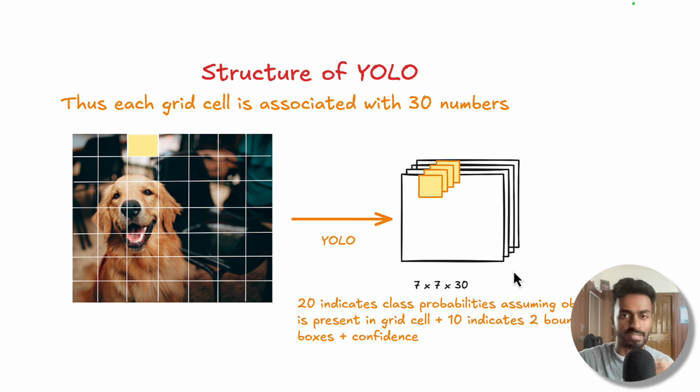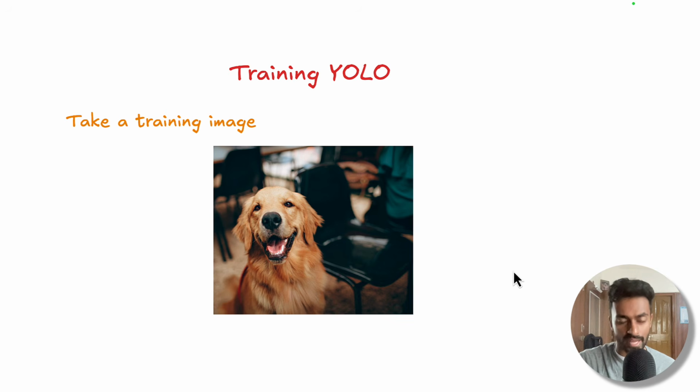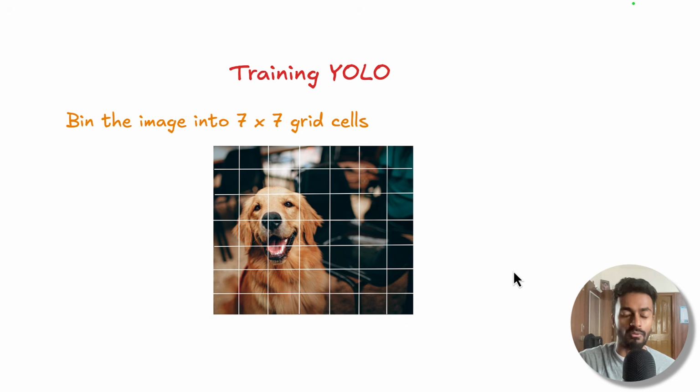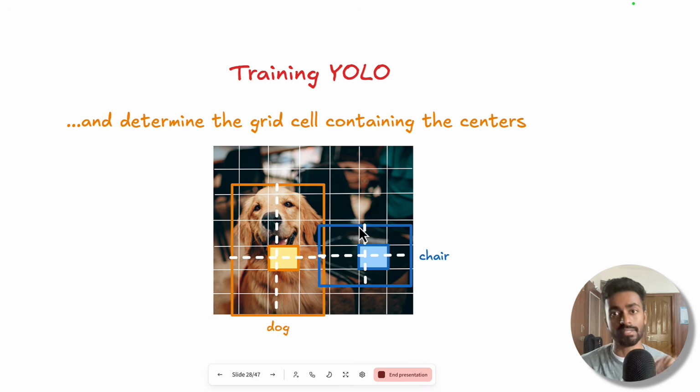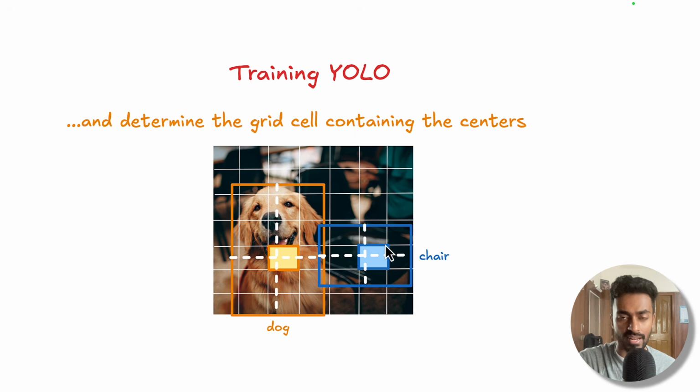If certain aspects of this didn't make sense or are not quite clear, I think it'll be more clear as we walk through the training of YOLO. So to train YOLO, let's say that we take a training sample image. Now we're going to bin this into 7 x 7 grids, and we're going to use the ground truth bounding boxes. So this is the ground truth for the dog and the ground truth for the chair right here. And now we determine the grid cell that contains the centers of these bounding boxes. This is the center here, contained by this grid cell, and this is the center here, contained by this grid cell.